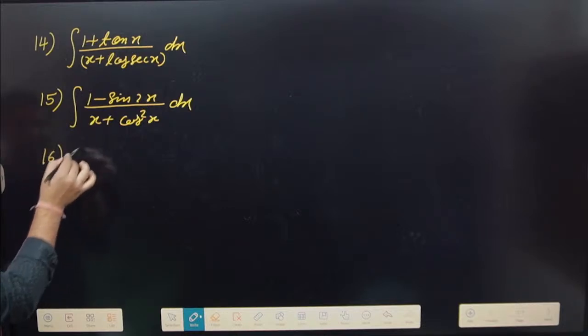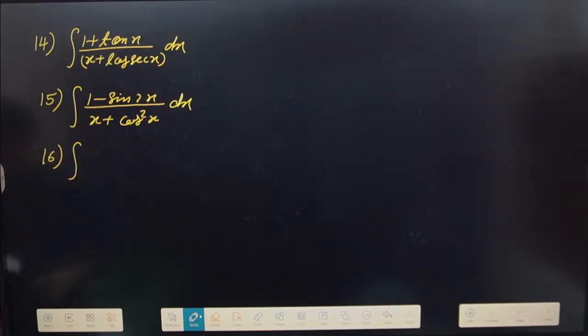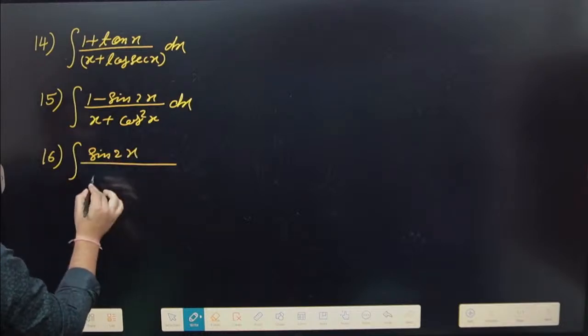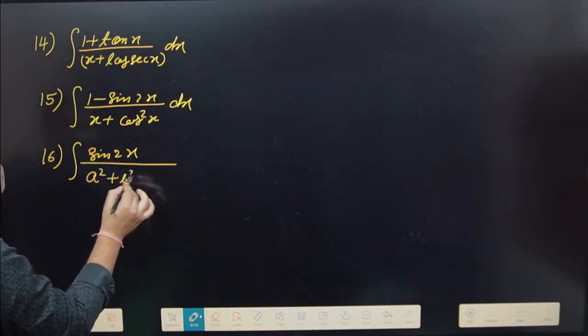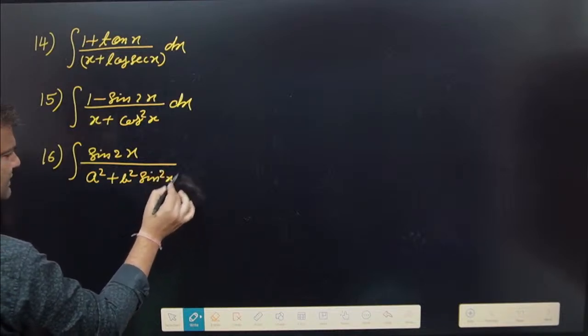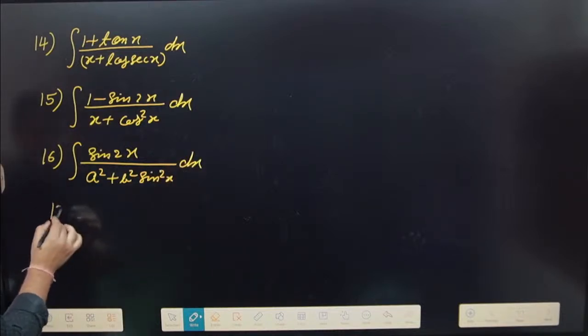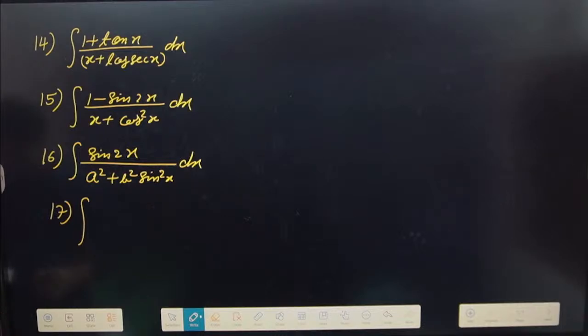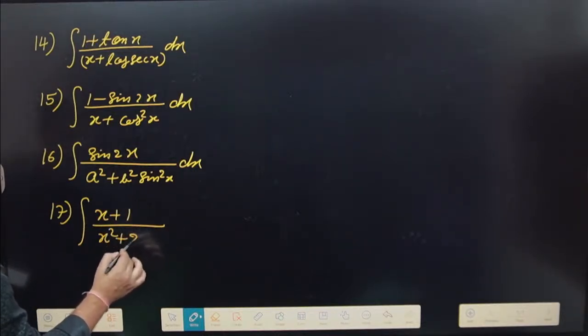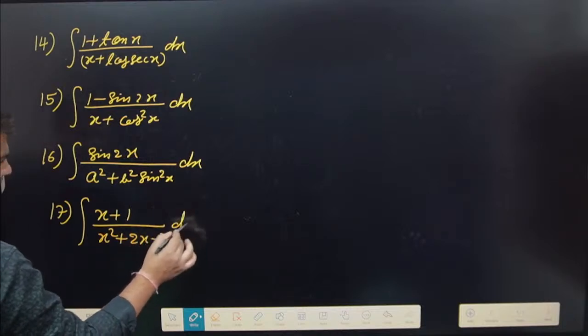Question number 16, integration of sin 2x divided by (a square plus b square sin square x) dx. Question number 17 is integration of (x plus 1) upon (x square plus 2x minus 3) dx.